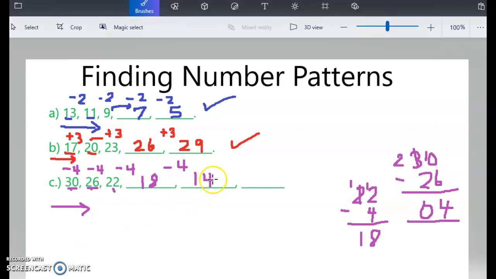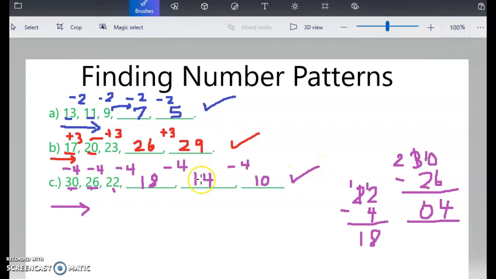Give me 14, and then I will say 14 take away 4 to find my next answer. So 14 take away 4 will give me 10. And I just figured out my last pattern.